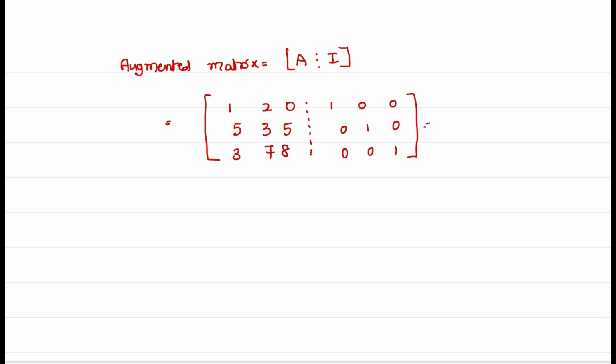It can also be written as 1, 2, 0, 5, 3, 5, 3, 7, 8, and put a line here and you write 1, 0, 0, 0, 1, 0, 0, 0, 1. Either way you can write, that's up to you. Whatever way you want to represent, you represent both one after the other.